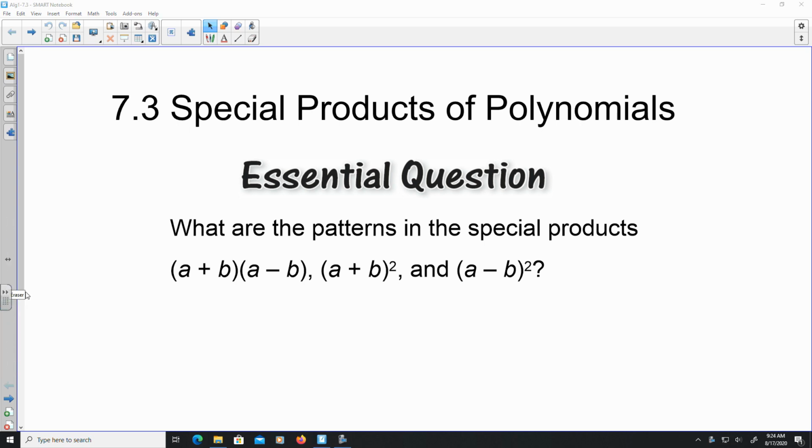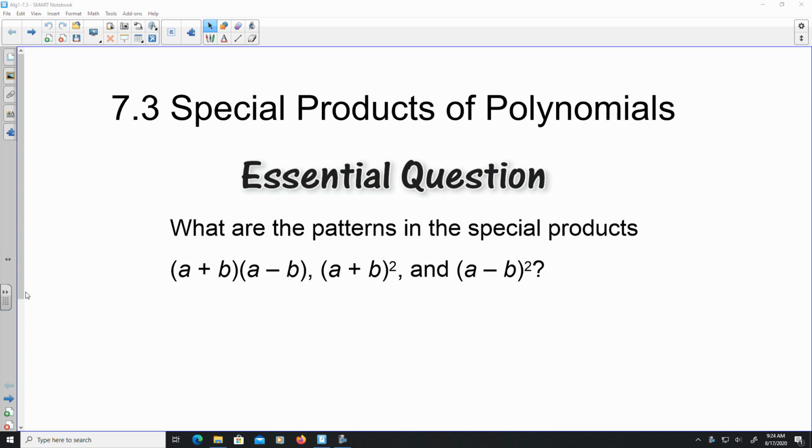Today we're going to look at 7.3, where we're going to look at special products of polynomials. So, the central question that we're looking at is, what are the patterns in the special products?